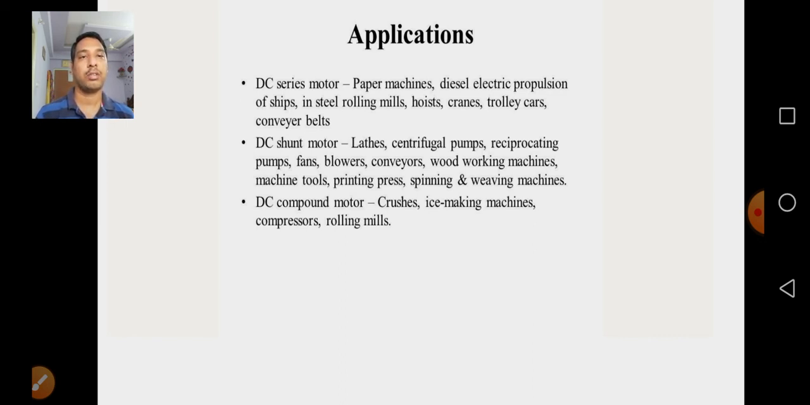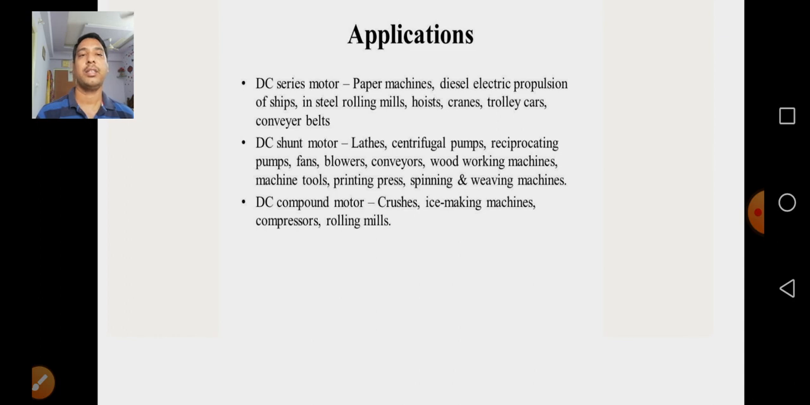And for shunt motors, which have medium torque, they do not have as high a starting torque as series motors. We can go for applications like lathe machines, centrifugal pumps, reciprocating pumps, fans, blowers, conveyors, woodworking machines, and printing presses. For all these purposes we can go for shunt motors.